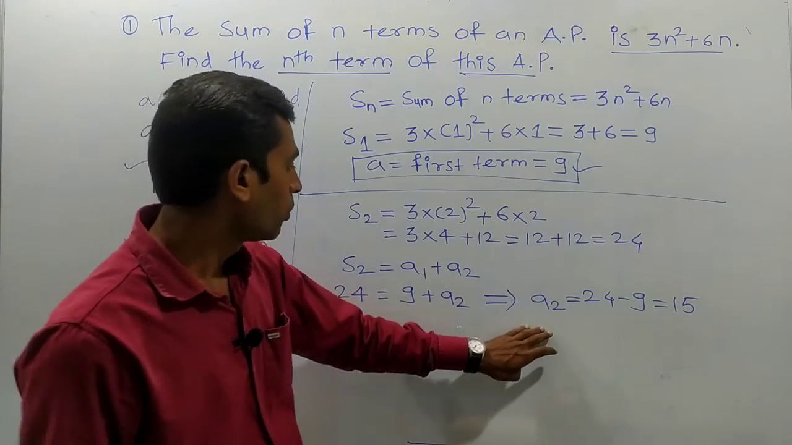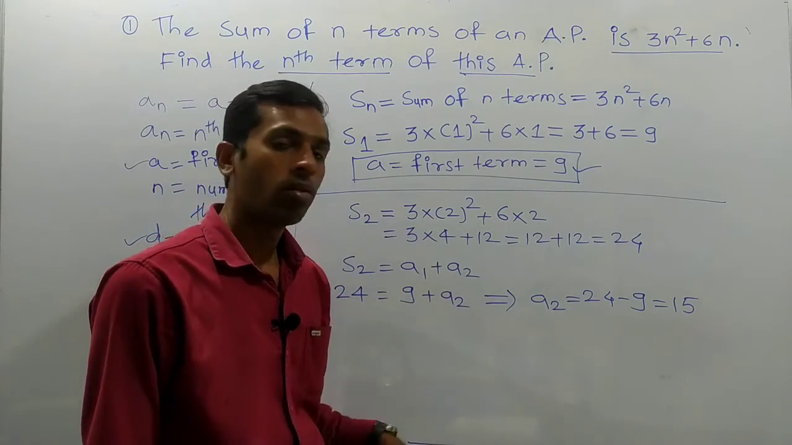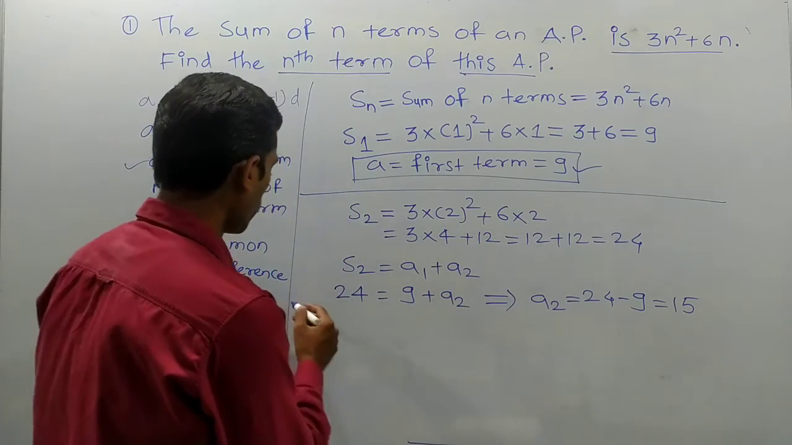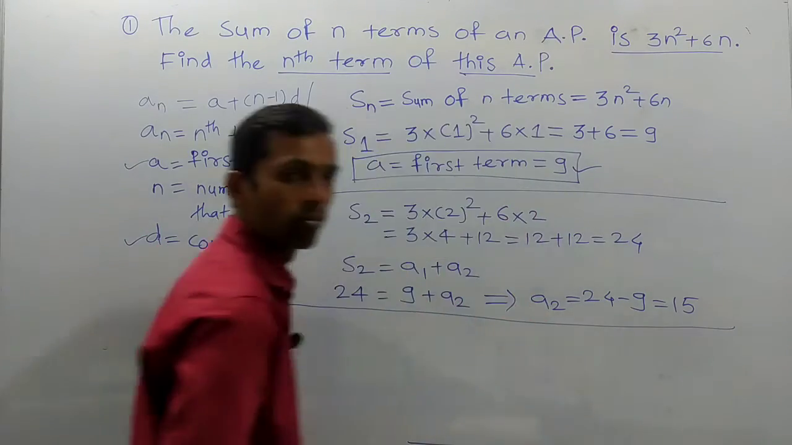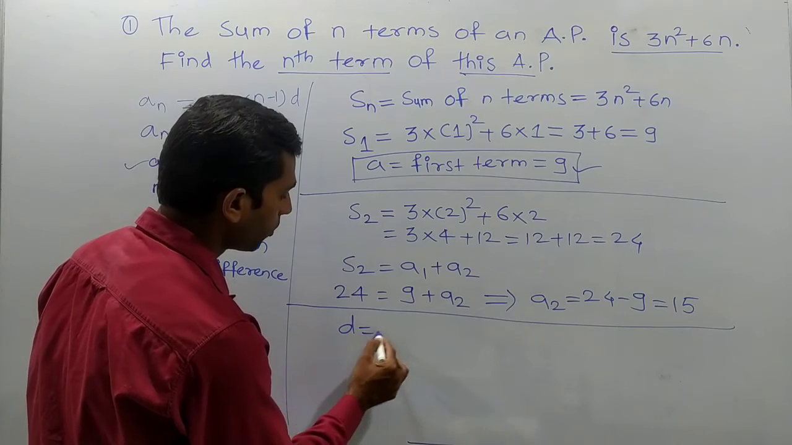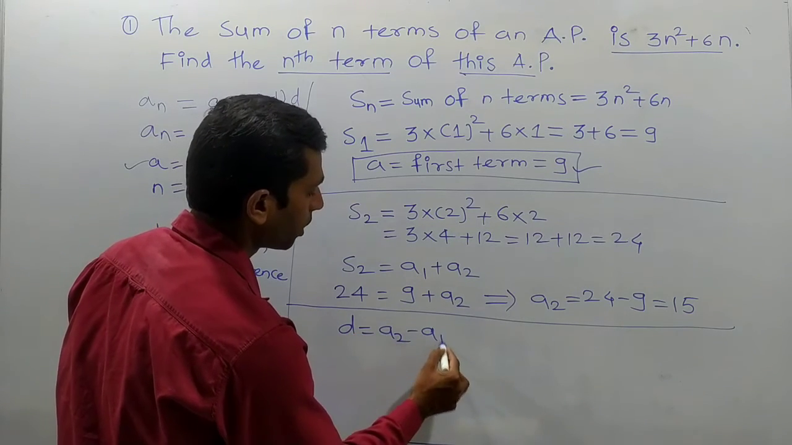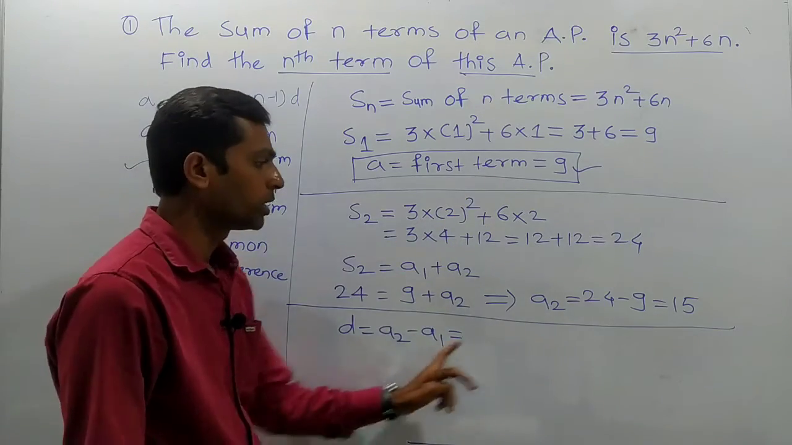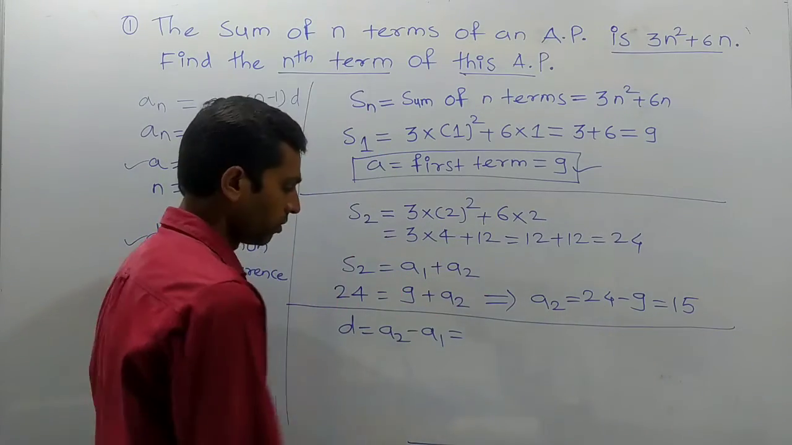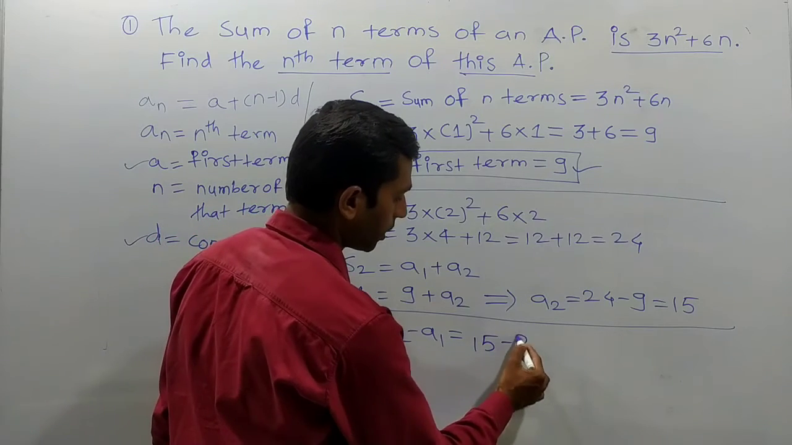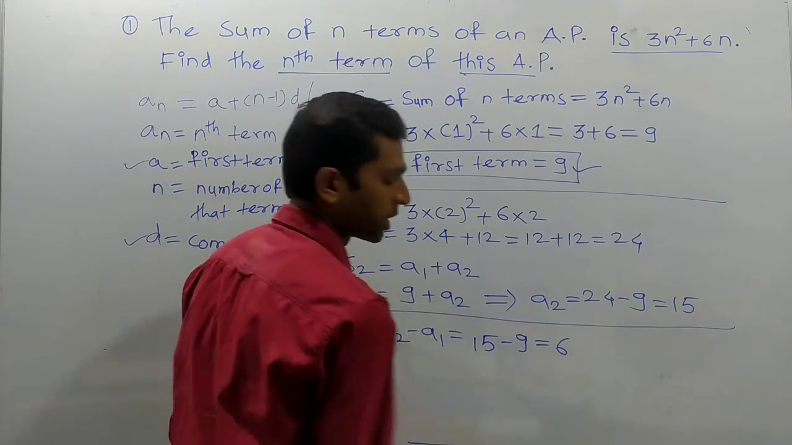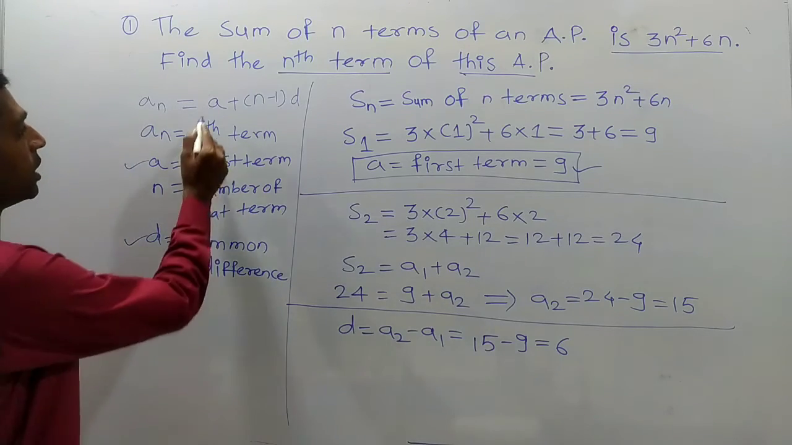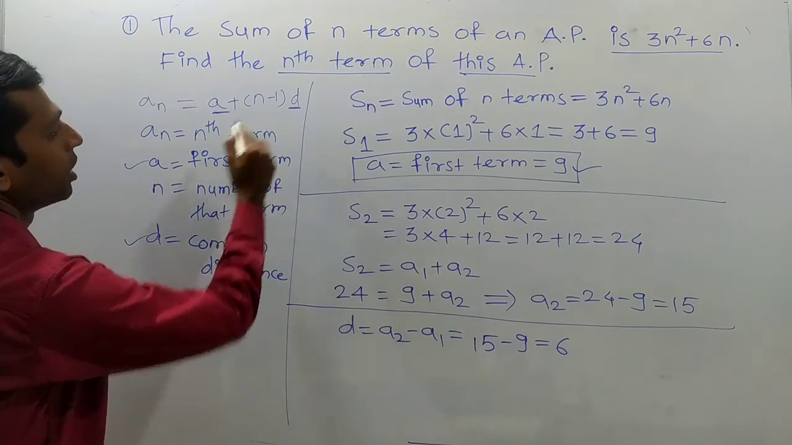Now I got a2 and I know a1. I know the first term and the second term, so I can easily calculate d. How can I calculate d? d is equal to a2 minus a1. a1 means the first term, here 9. a2 means the second term, it is 15. So 15 minus 9 means 6. Now I know the value of a and the value of d.